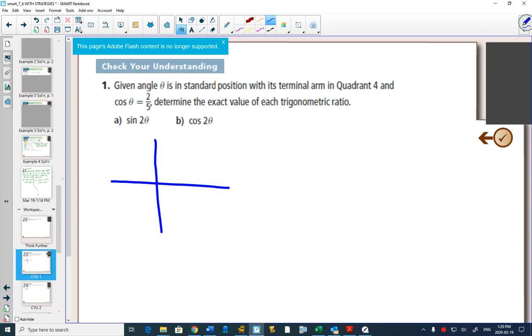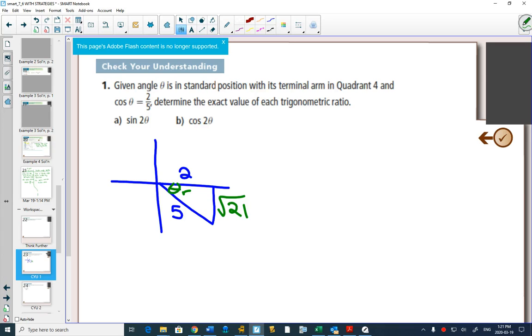We're like, I know it's in quadrant 4. Draw a triangle back to the nearest x-axis, label my reference angle. And since cos is 2/5, I know this side is 2, this side is 5, and I'm getting really good at a squared plus b squared equals c squared. What would I get for the other side? Square root of 21. Perfect.